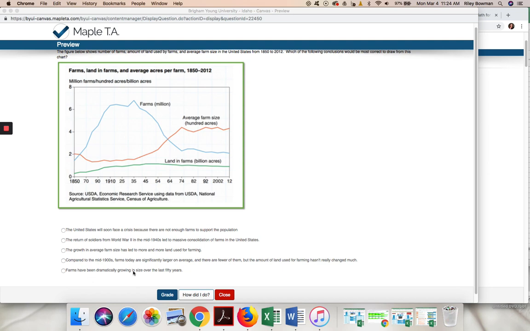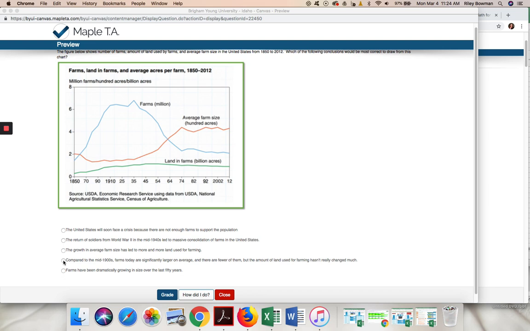Farms have been dramatically growing in size over the last 50 years. From 2012 back here, about 50 years, you can see it's been pretty consistent. If we go back further, you can see that they've been growing in size, but for the last 50 years, no. So I'm going to go to the number 4.